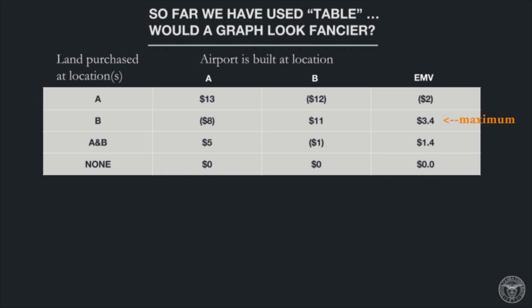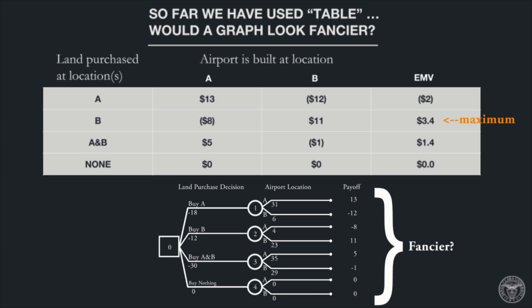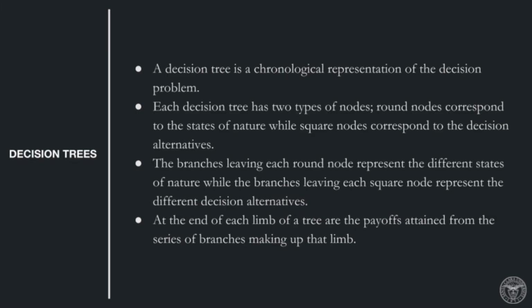So far, we have used a table to represent the decision-making process. But can we also use a graph to represent the decision-making process and find the optimal decision? The answer is yes. Indeed, we can use a graph like a tree, which we call a decision tree, to find the optimal decision. In the decision tree, we have round nodes, square nodes, and branches.